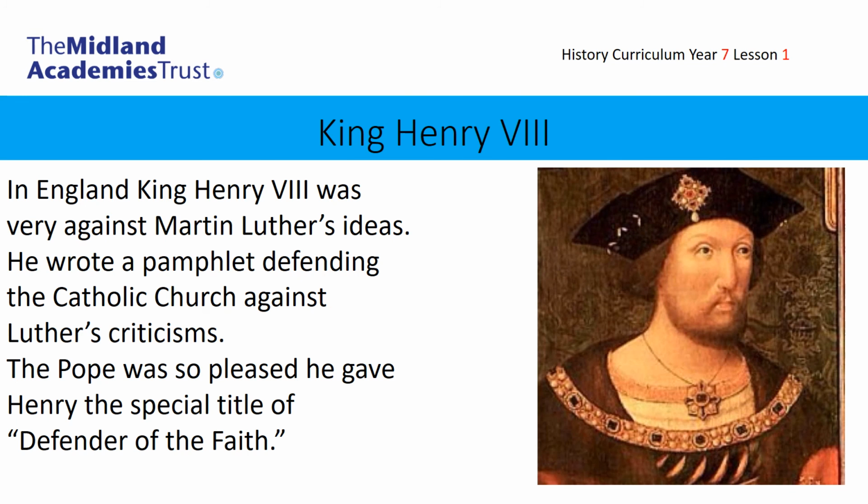Welcome back. Let's move away from the area we now call Germany, in which Martin Luther was living, and zoom in on England. At the time we're interested in, King Henry VIII is the monarch. In England, King Henry VIII was, to begin with, very against Martin Luther's ideas. He was a supporter of the Catholic Church, and he wrote a pamphlet. A pamphlet is a sort of leaflet or short book defending the Catholic Church against Luther's criticisms. His work said the Pope was right and Martin Luther was wrong. The Pope was so pleased, he gave Henry a special title, Defender of the Faith. At this time, King Henry VIII and the Pope were very, very close.